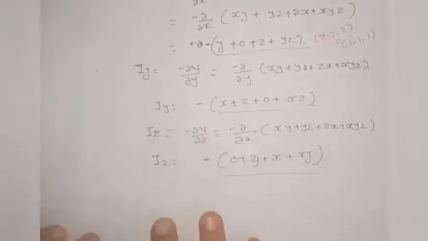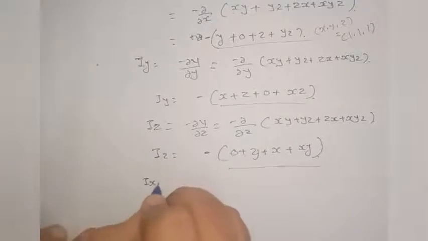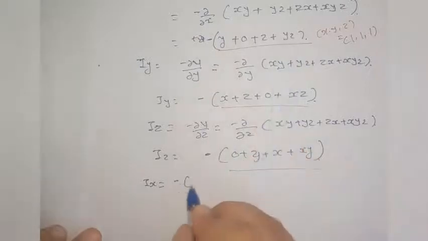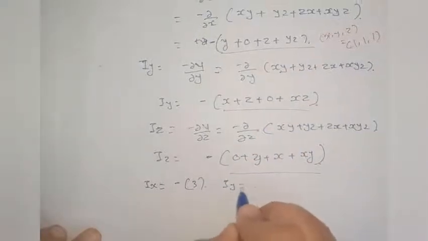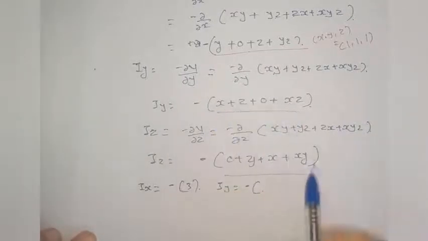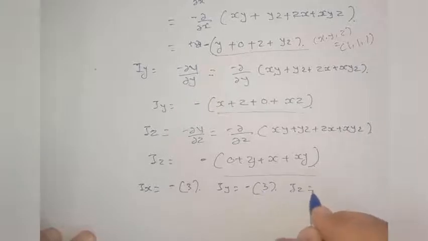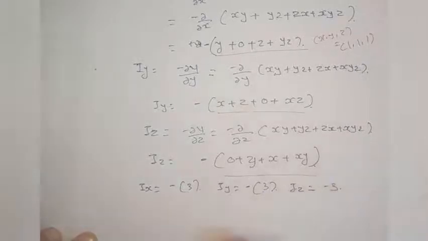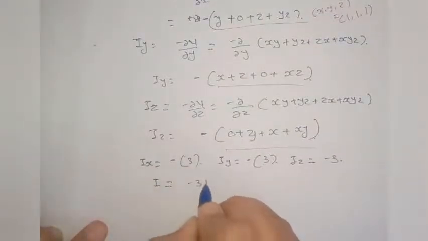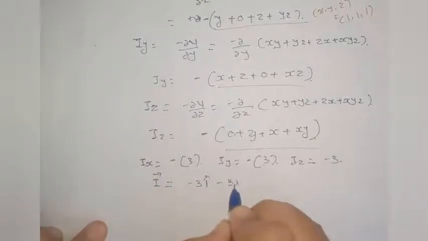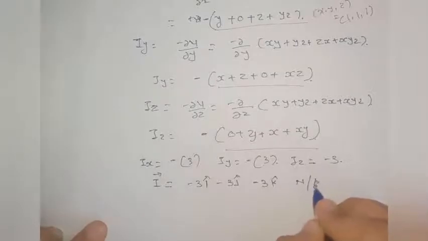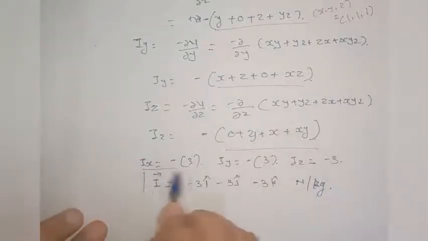So Ix will be minus of 1 plus 1 plus 1, that will be minus 3. Iy will be minus of 1 plus 1 plus 1, that will also be minus 3. Same way Iz will also be minus 3. So the gravitational field is given by minus 3 i cap, minus 3 j cap and minus 3 k cap Newton per kg. So this will be our final answer.